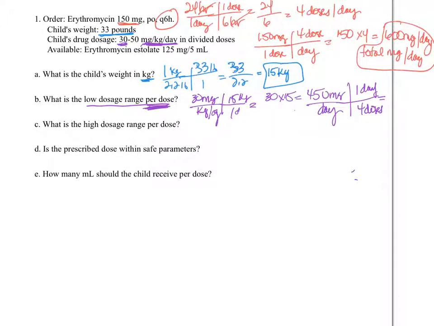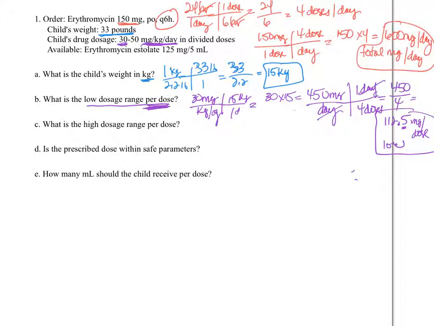So we have 450 divided by 4. We'll cross out the day. So 450 divided by 4 equals 112.5. Always round to the first decimal place. So 112.5 milligrams per dose is our low range.